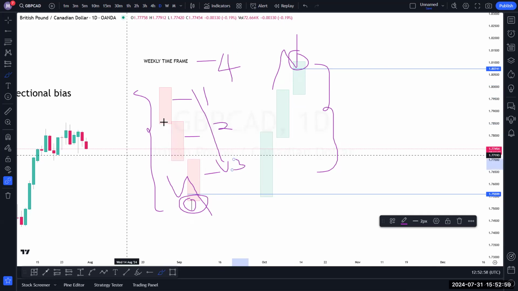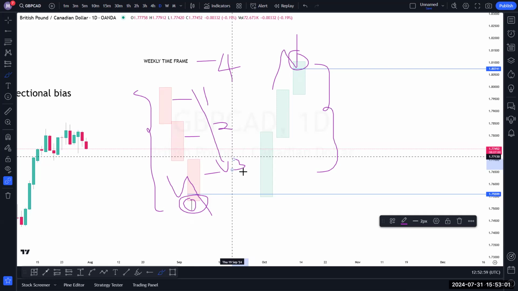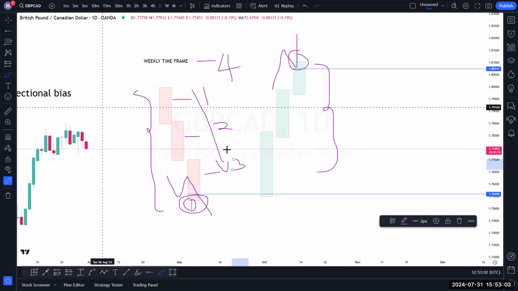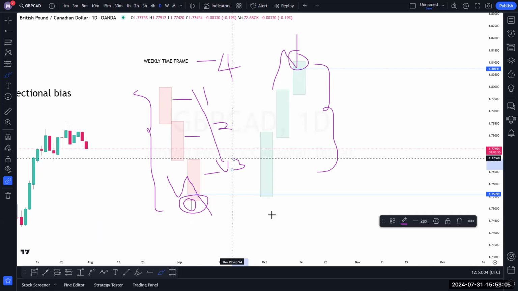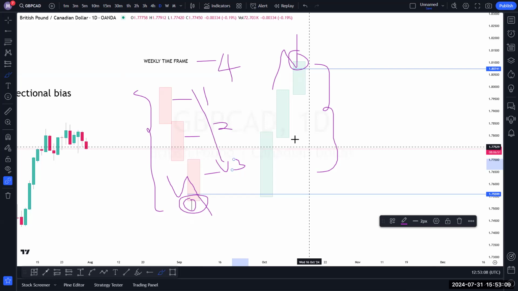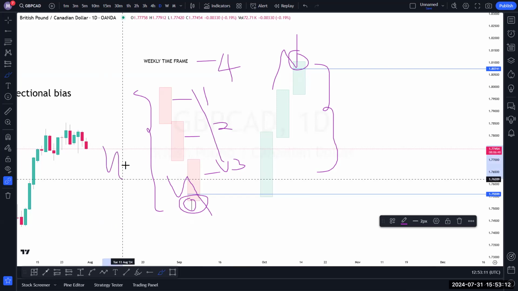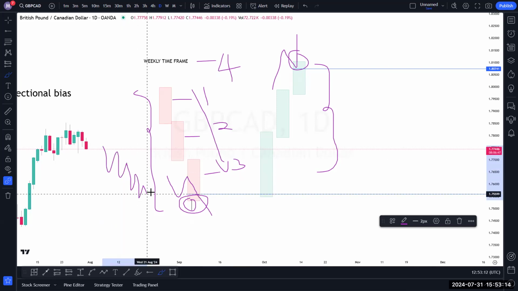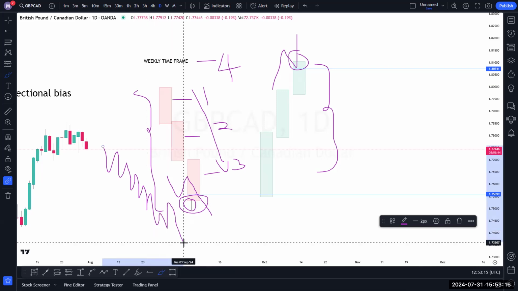Meaning that when we go down to the 4 hour time frame, we are going to observe the trend of the market, which is also going to be bearish. We shall be seeing price dropping on the 4 hour, forming lower highs and lower lows. So what are we going to do?